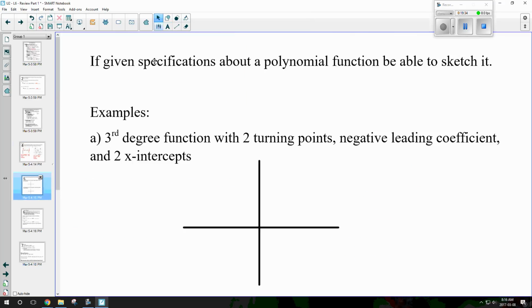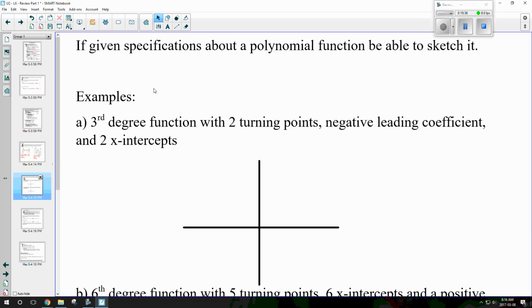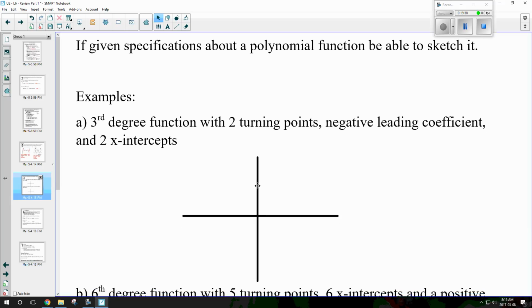Other examples that you should be able to do and that we've done in class together is if you're given specific information about a polynomial, you should be able to give me a quick sketch of it. Remember, with these ones, it's not about making it exactly perfect. And remember, there are multiple answers that would satisfy some of the specifications that I give. It's just making sure that your graph meets each specification.